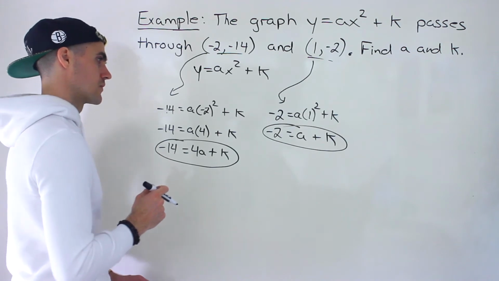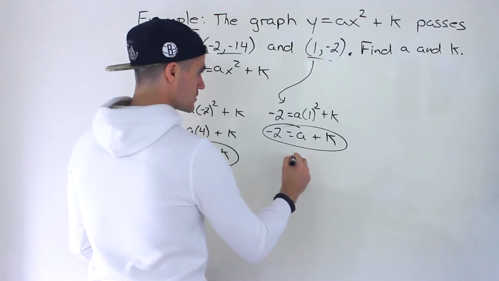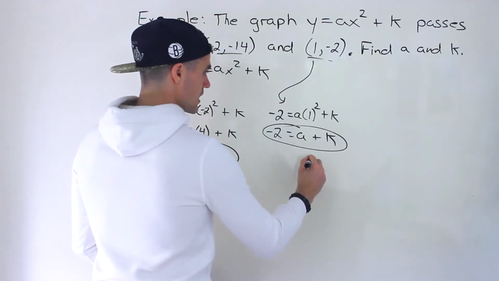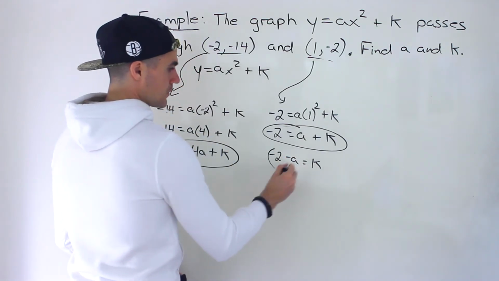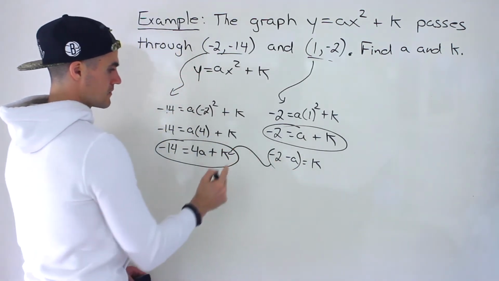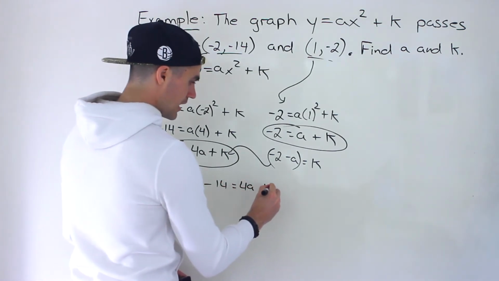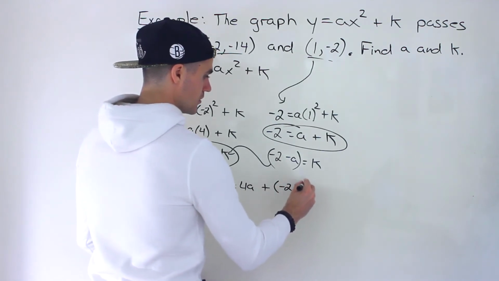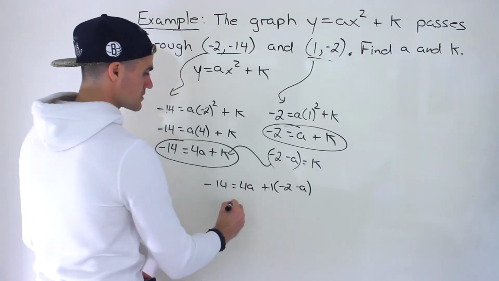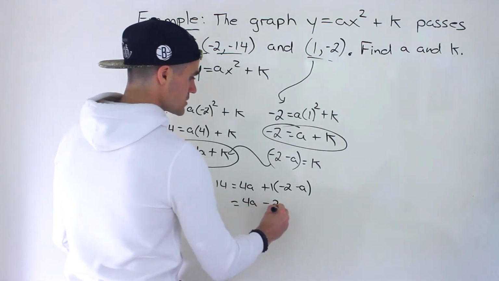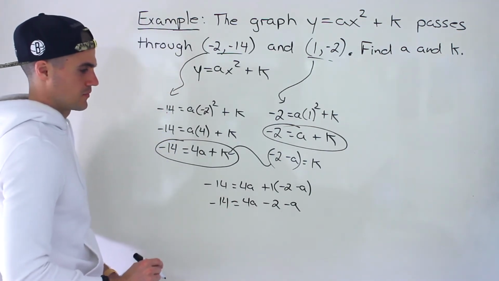Let's isolate for this k value because we've got a k value by itself here as well. So we can say k equals -2 minus a, and then we could plug this in for this k over here. So then we'd end up with -14 equals 4a plus (-2 minus a), like that. Because it's just like a +1 here, we could just get rid of that bracket. So it's like 4a minus 2 minus a. This is -14 over here.